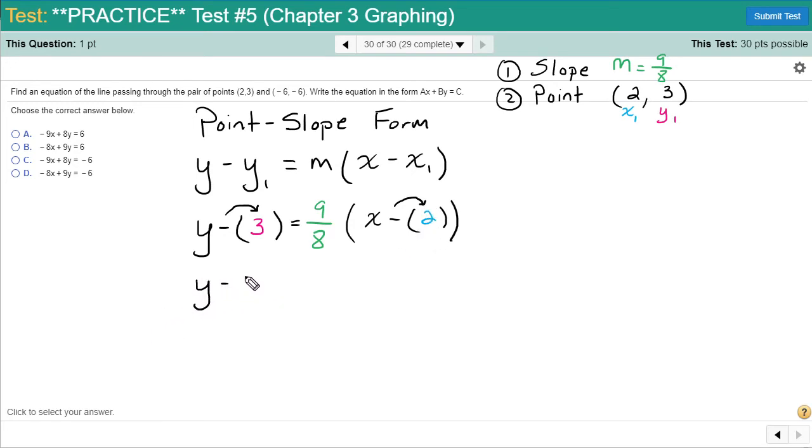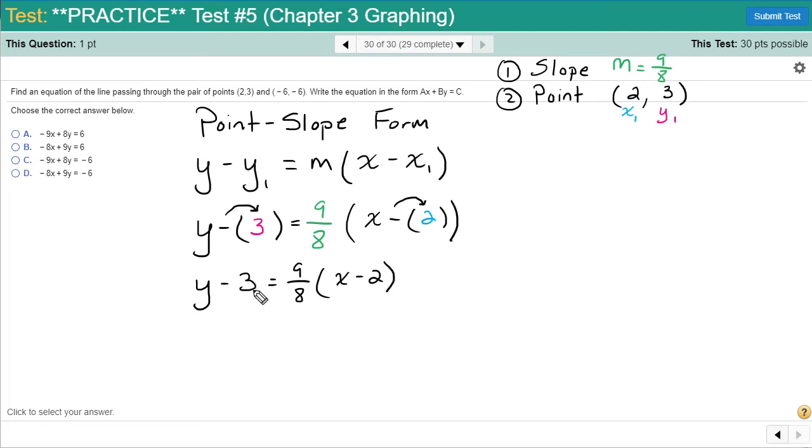So we have y minus 3 is equal to 9 over 8 times the quantity x, and when we distribute here, minus 2. All right, so this is what we're working with. Now, you will recall that in class I said you can do one of two things. You can either choose to work with your fraction, meaning at this step you would just distribute, which is perfectly fine. If you're comfortable with your fractions, you can go for it. Or you may choose to clear the fraction, and that's actually what we ended up doing in class.